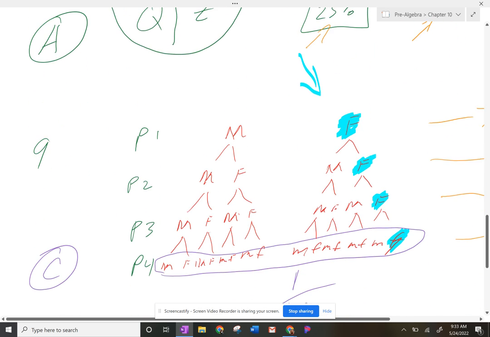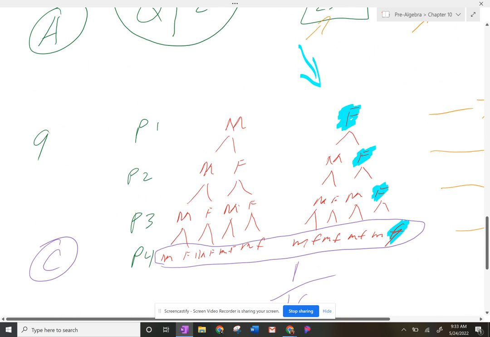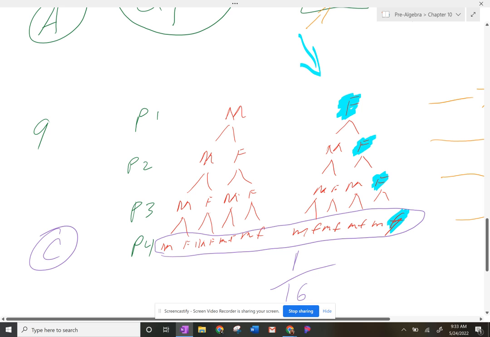Number 9, I did a stem and leaf plot just so I can show you. Again, I'm trying to figure out puppies. The choices are going to be male or female. My first puppy is an equal choice of male or female. Puppy 2, choice of male or female. Puppy 3, choice of male or female. Puppy 4, choice of male or female.